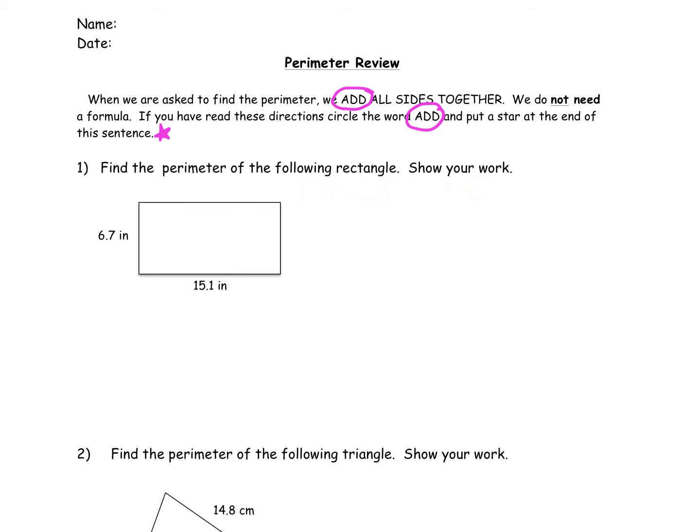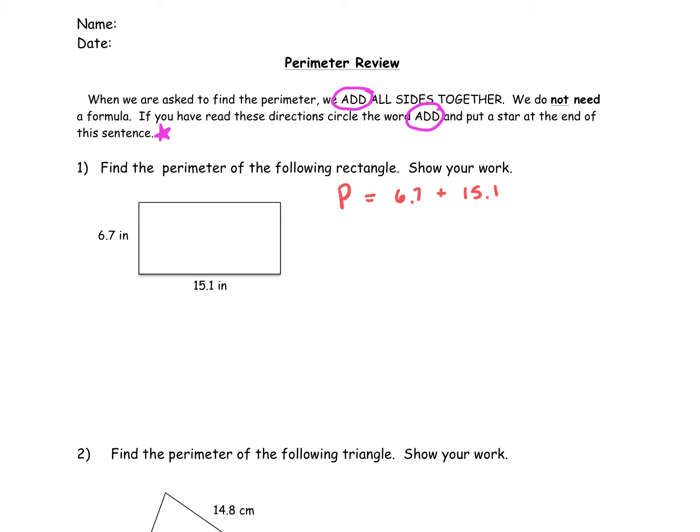So when we're working with perimeter, we represent it with a capital P, and then we're going to show that we're adding the sides. And this is one of the most common errors I see, is that students will stop here. And that's because we just register 2 numbers. However, there are 4 sides.